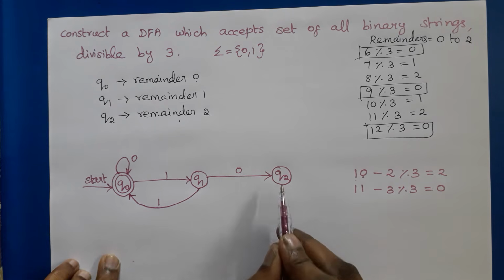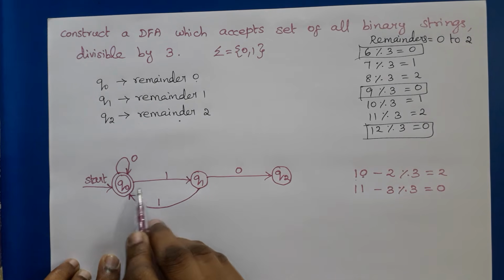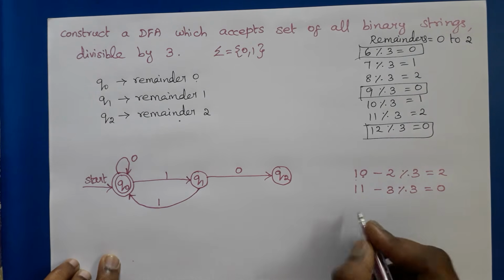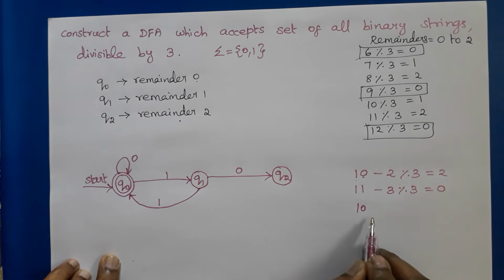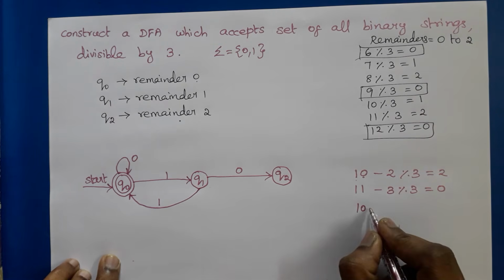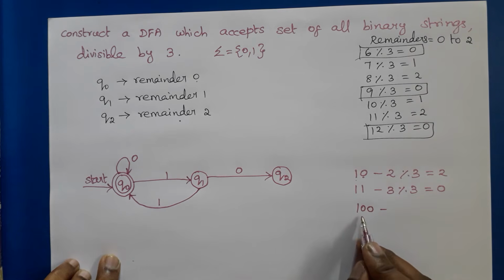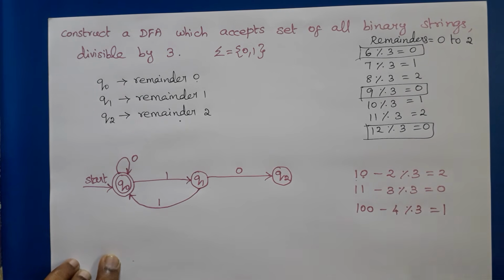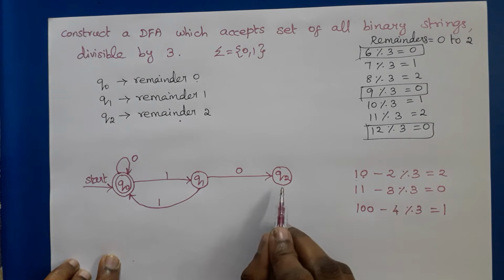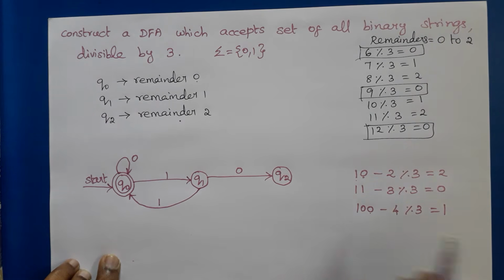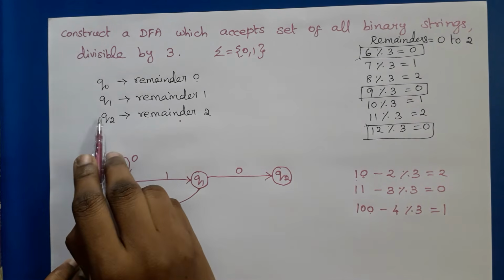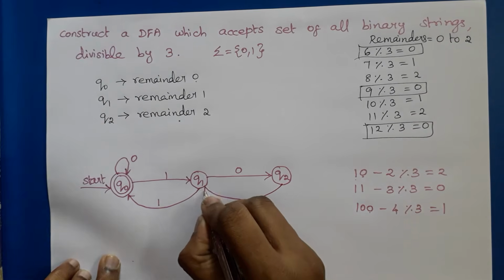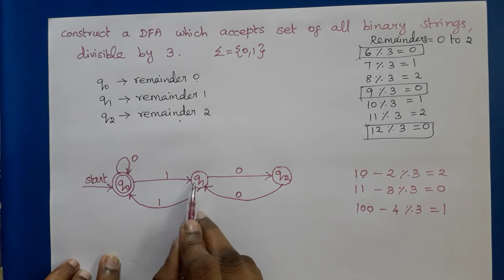Then we need to consider Q2. From Q2, 0 is the next input. Q2 can be reached after reading 10. We have already read 10, so the next input is 0. The decimal equivalent for this number is 4. 4 mod 3 is 1, so it gives remainder 1. So remainder 1 means it should go to Q1. So input 0 goes to Q1.